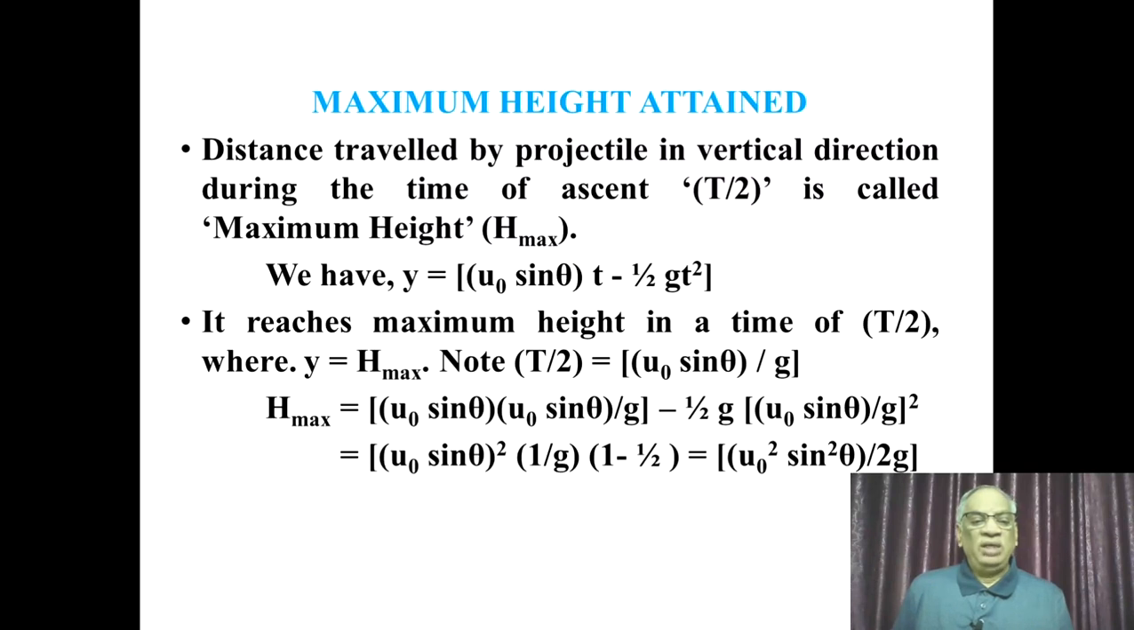In this case, t can be substituted as half the time of flight, T by 2, which is u₀ sin θ by g, and y becomes h max. So if you substitute the small t as u₀ sin θ by g, you will get h max = u₀² sin² θ by 2g.